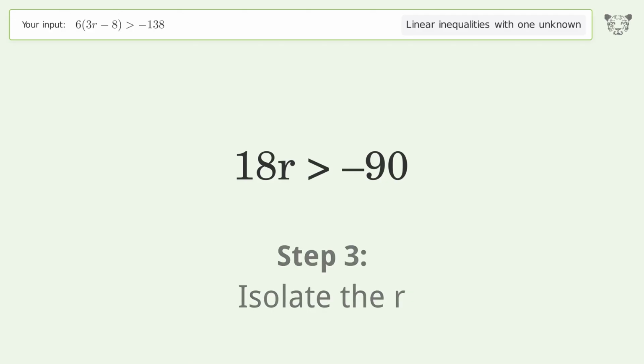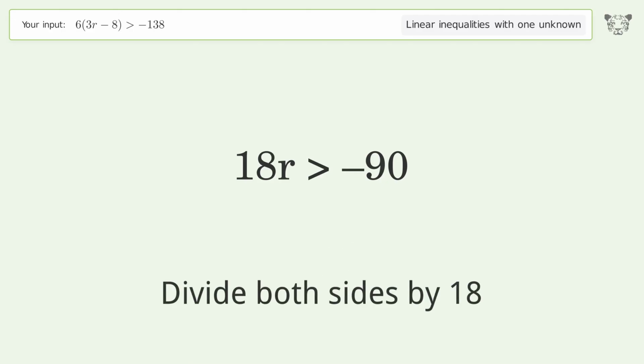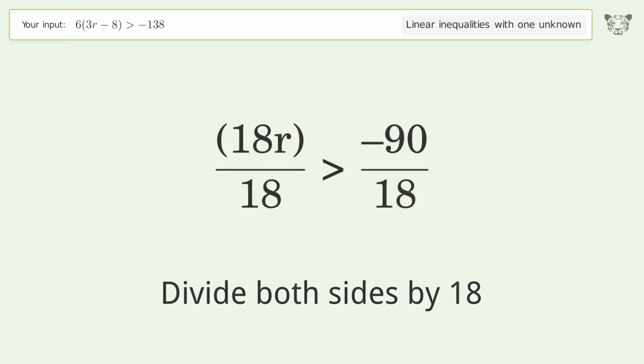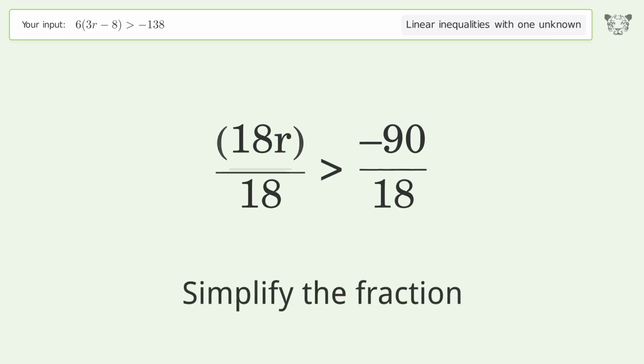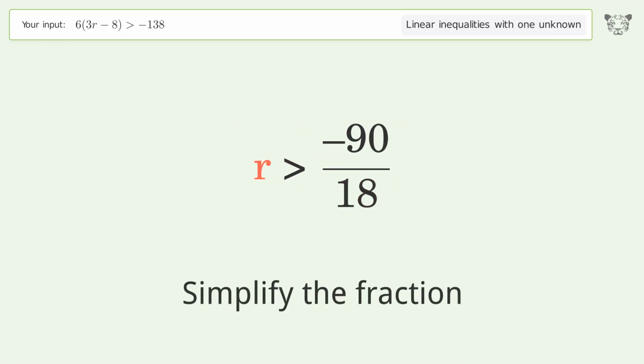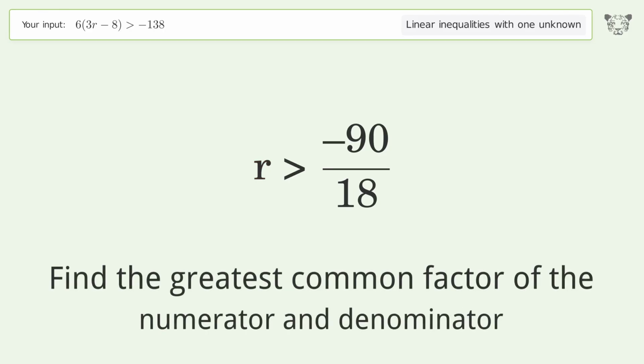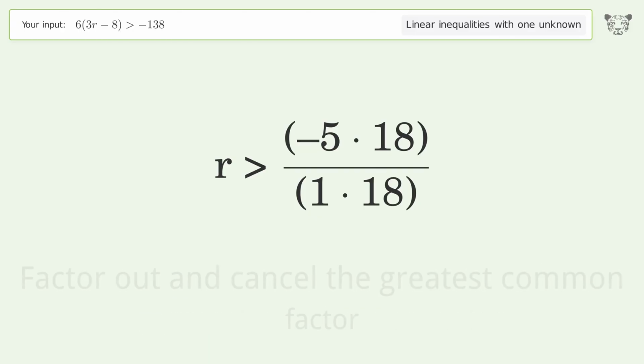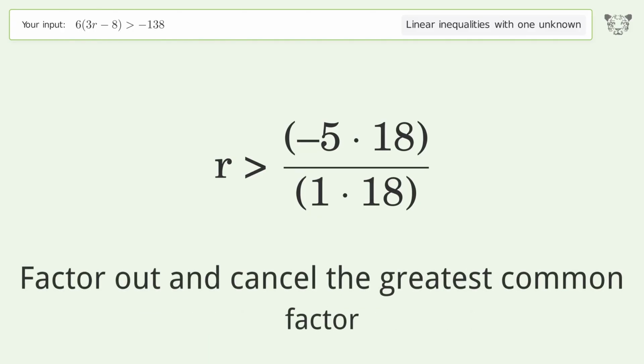Isolate the r. Divide both sides by 18. Simplify the fraction. Find the greatest common factor of the numerator and denominator. Factor out and cancel the greatest common factor.